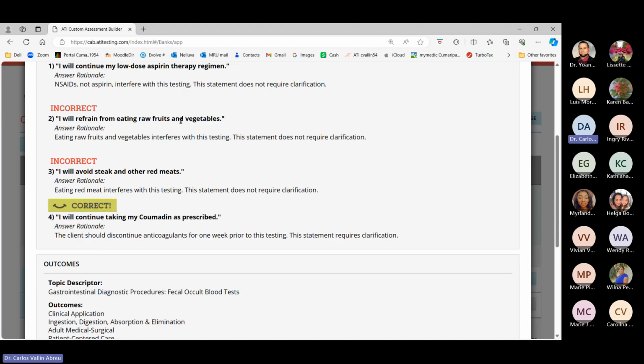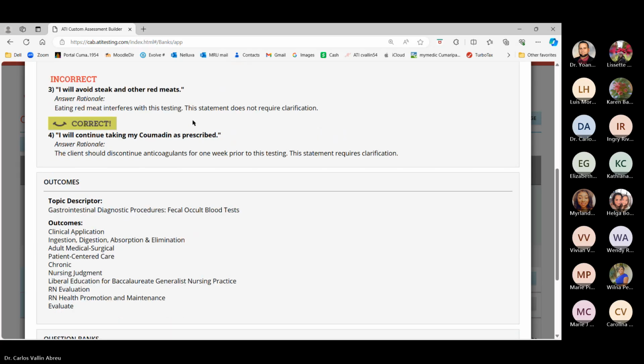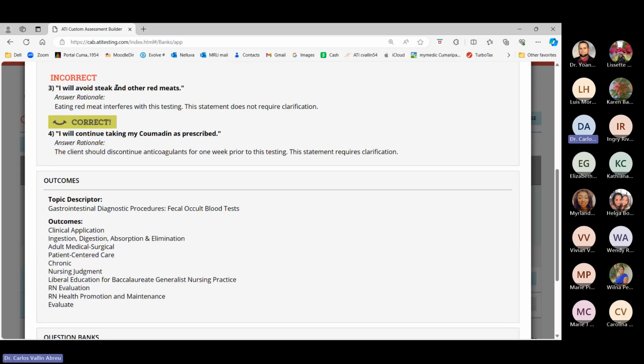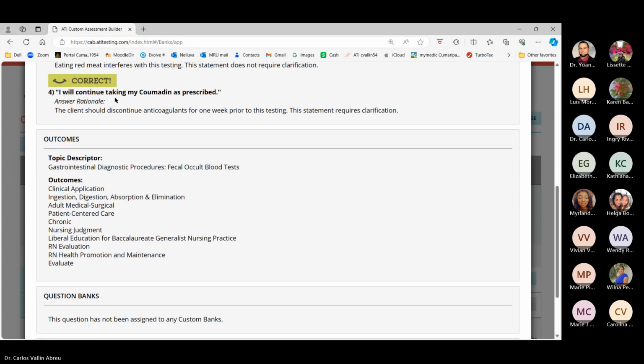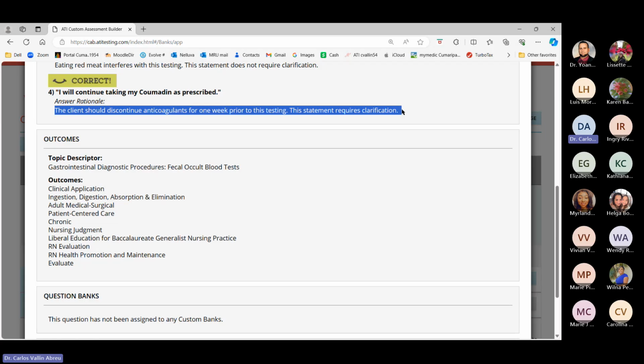Turnips are vegetables that should be avoided because they produce false positives. And I will avoid steak and other meat. It is correct. And I will continue taking my Coumadin as prescribed. So it is incorrect. The client should discontinue anticoagulants for 1 week prior to the testing. This requires clarification. Remember, guys, consult with your provider.